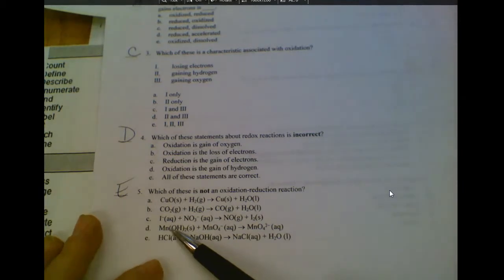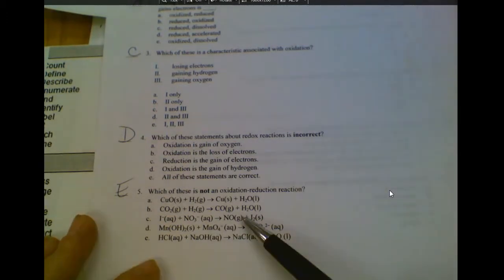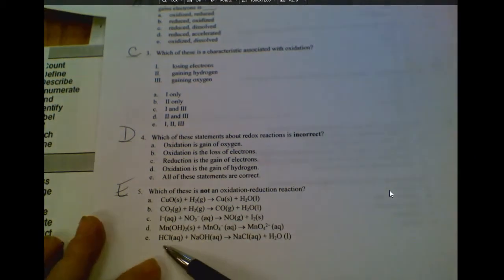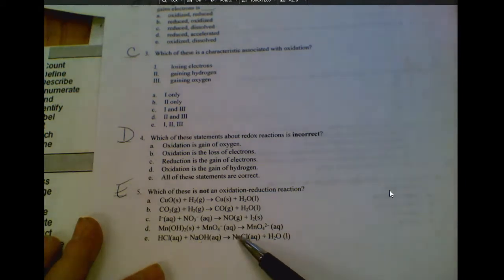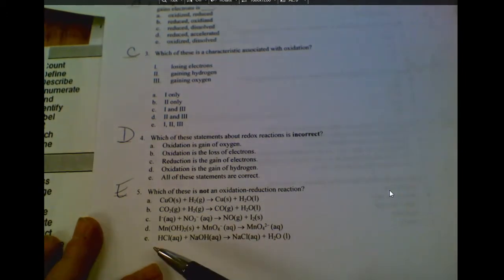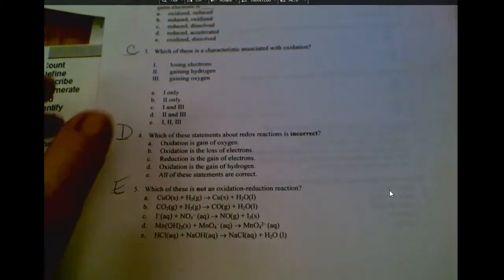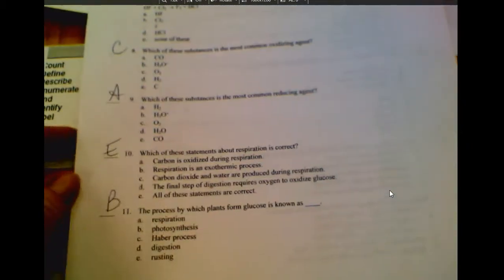I've got manganese hydroxide plus manganese oxide aqueous, and we can see that that goes into MnO4 2-, so it's losing electrons, so that's oxidized. I've got a strong acid, hydrochloric acid, plus sodium hydroxide goes to sodium chloride plus water. That's an acid plus a base equals a salt plus water. So that's not an oxidation, that's an acid-base reaction. So the correct answer is E. Okay, and remember you're going to have 12 of these questions tomorrow.